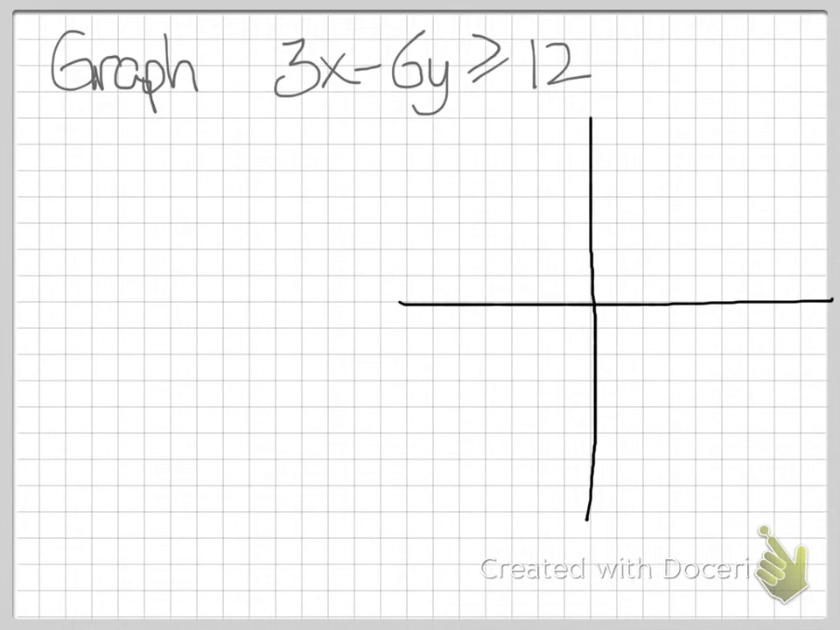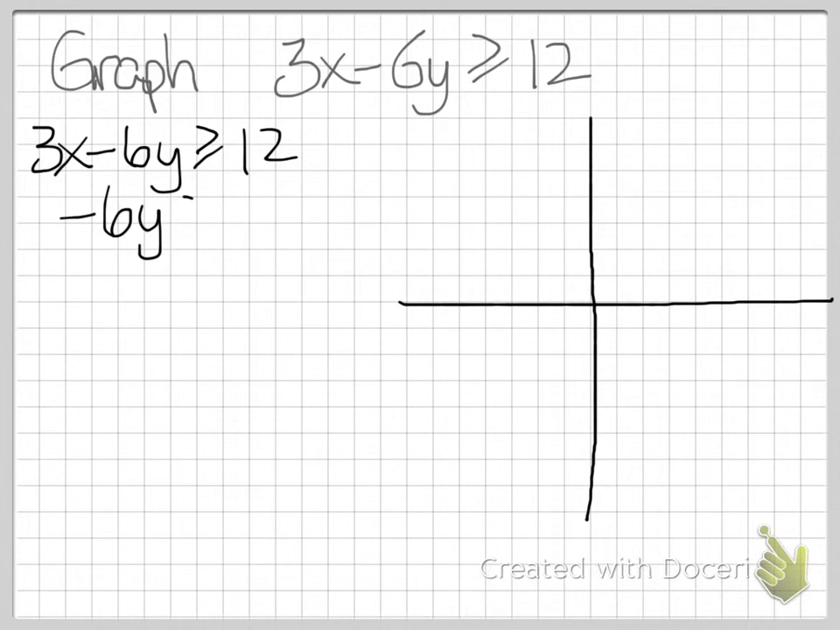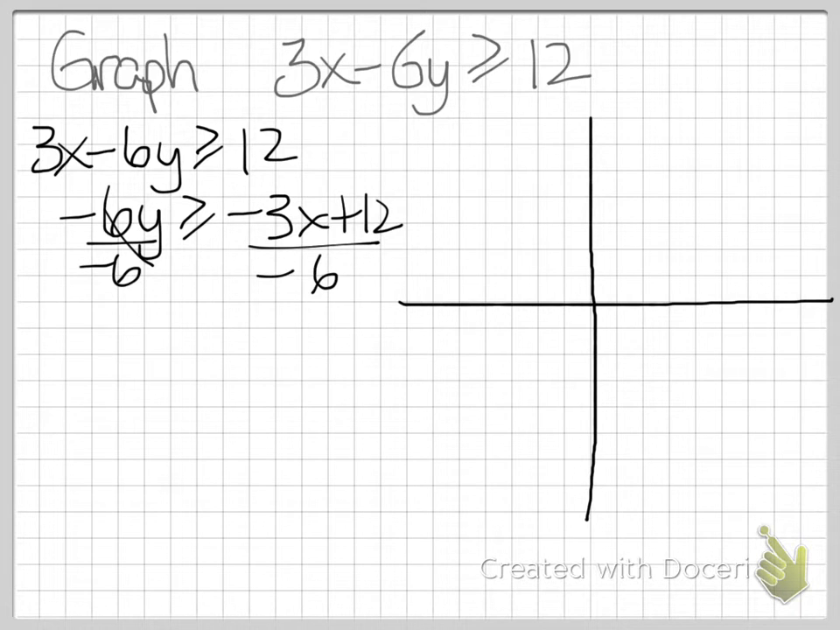The next example, 3x minus 6y is greater than or equal to 12. So the first thing that might make this easier to graph is if we solve this for y. So when we solve this for y, subtracting the 3x from both sides, we get negative 6y is greater than or equal to negative 3x plus 12. And then we're dividing by negative 6. So again, don't forget that when we divide by a negative, we flip the inequality. So instead of being greater than, it becomes less than. Negative 3 divided by negative 6 is 1/2 x. 12 divided by negative 6 is minus 2.